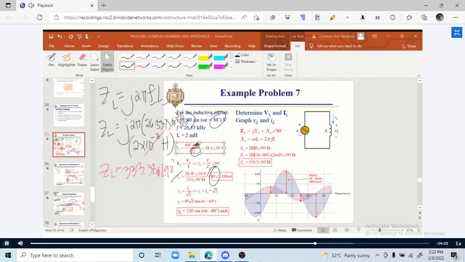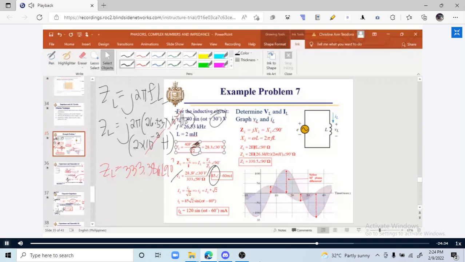We divide the amplitude by square root of 2. Very good. So since we have an amplitude of 40, divided by square root of 2, that would be 28.3 angle 30 degrees. That would be our phase offset, 30 degrees. So we already came up with our VL.